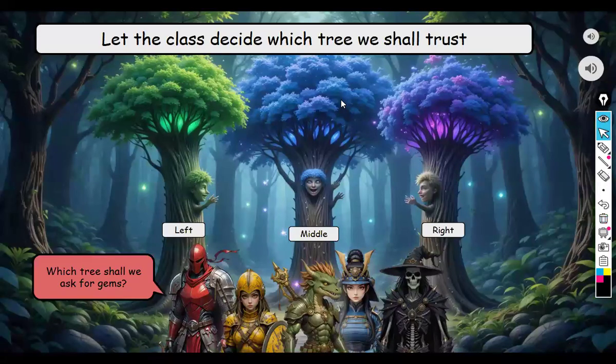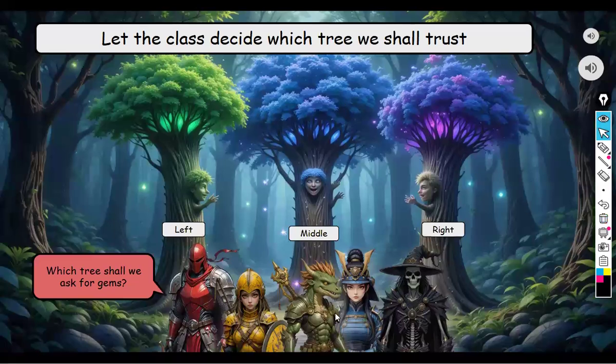Right, so here's how this one works. It has 3 trees. The entire class is going to have to vote whether we choose the left tree, the middle tree, or the right tree. The most popular vote, that's the only tree we are going to visit. Okay, let's go. It's either left, right, or middle. Let's see.